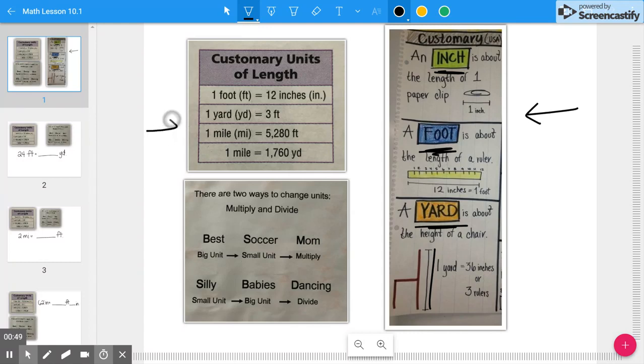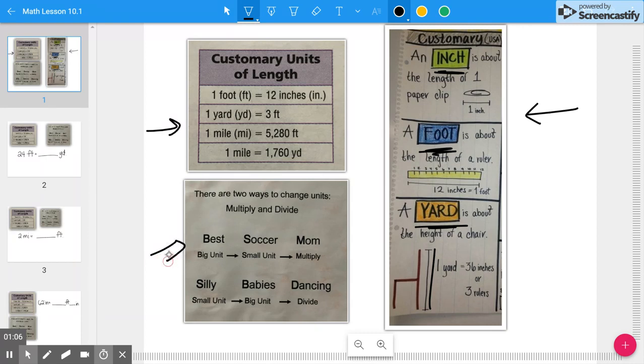And then this is my customary units of length conversion chart. So I know that 1 foot is the same thing as saying 12 inches. 1 yard is 3 feet, 1 mile is 5,280 feet, and 1 mile is 1,760 yards.